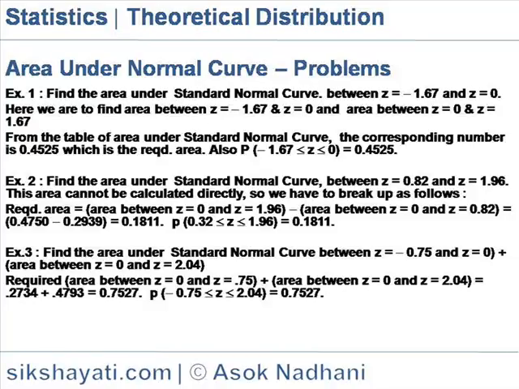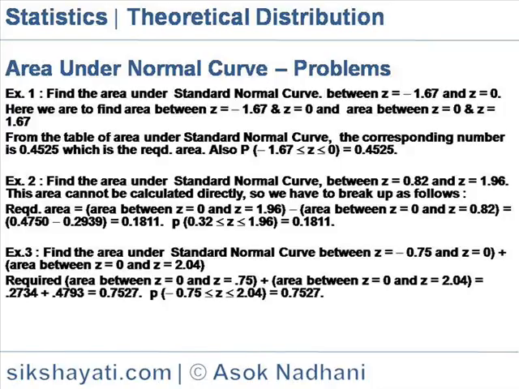Also, P minus 1.75 less or equal to Z less or equal to 0 is equal to 0.4525. Example 2. Find the area under standard normal curve between z is equal to 0.82 and z is equal to 1.96. This area cannot be calculated directly, so we have to break up as follows.